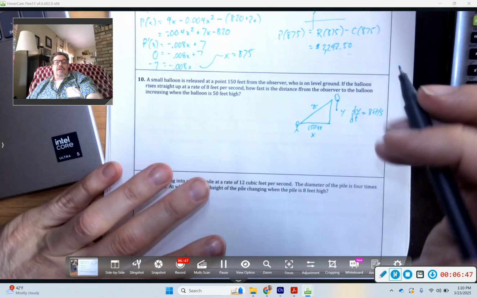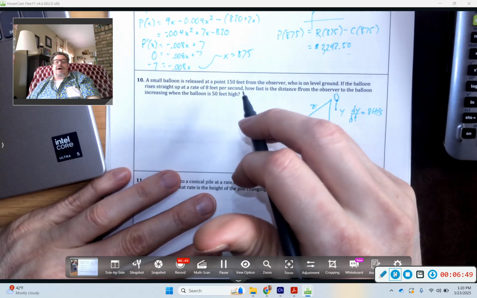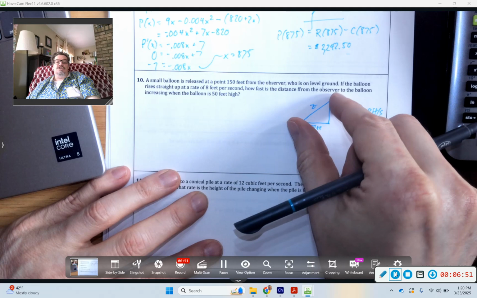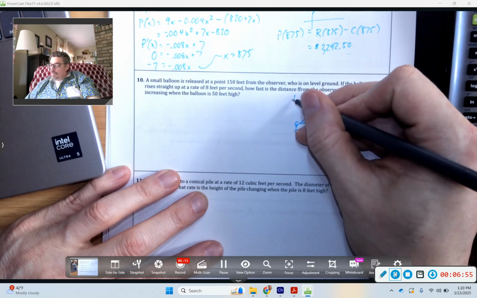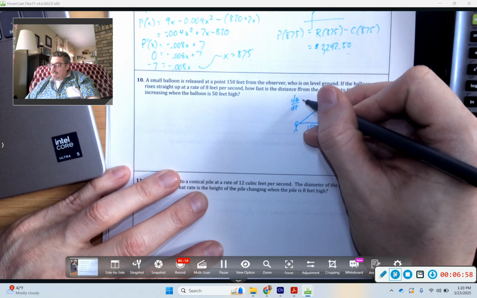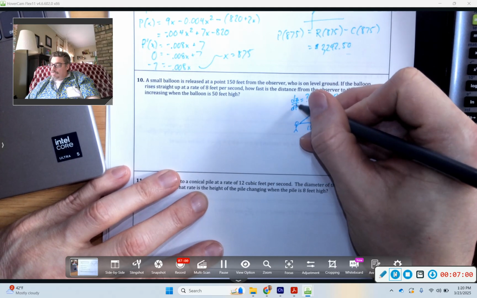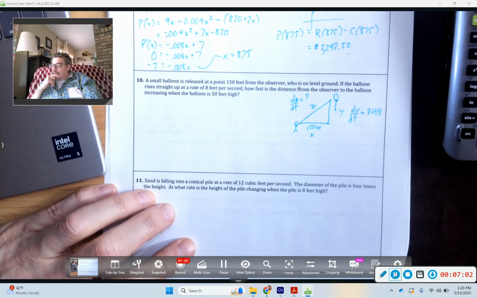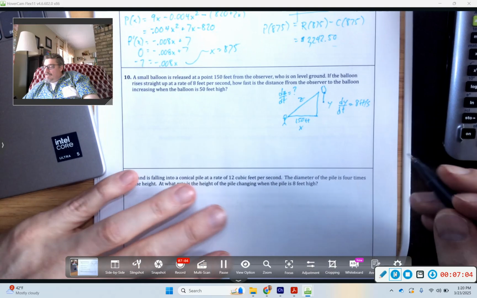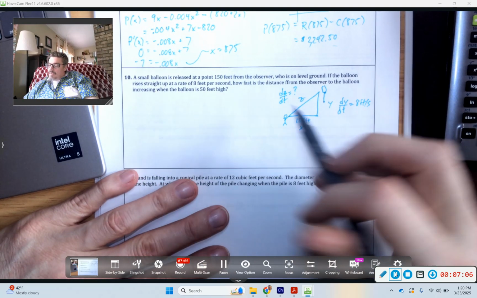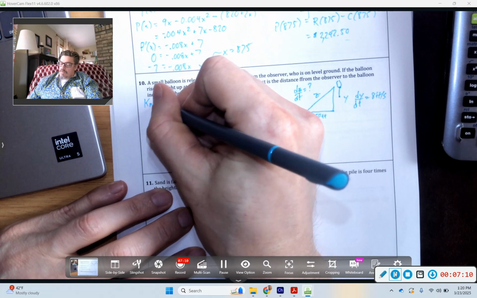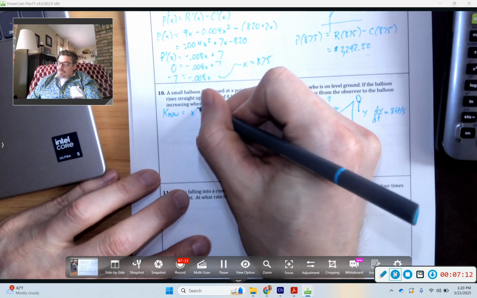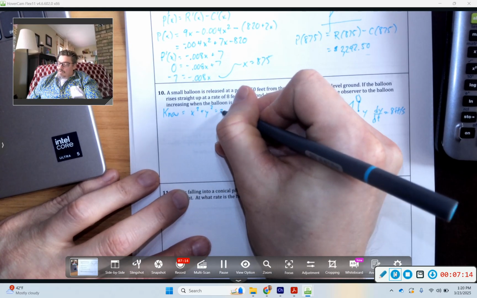And what we're looking for, though, is how fast that distance is changing as it's going up. So we are looking for dz/dt, and that's the question mark. Now let's figure this out. They said that y is going to be 50. So what do we know? We know that x squared plus y squared equals z squared.